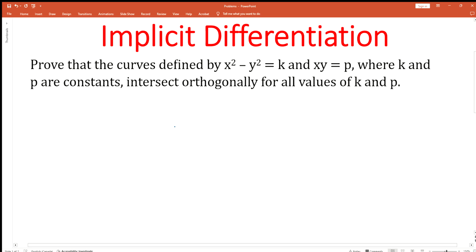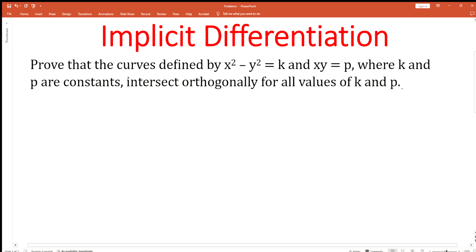In this video, we'll use implicit differentiation to solve this problem. As per the problem, prove that the curves defined by x squared minus y squared equals k and xy equals p, where k and p are constants, intersect orthogonally for all values of k and p. Orthogonal means perpendicular. So if two curves intersect orthogonally, that means the two curves intersect at right angle or 90-degree angle. This is a very important concept we need to understand and memorize.